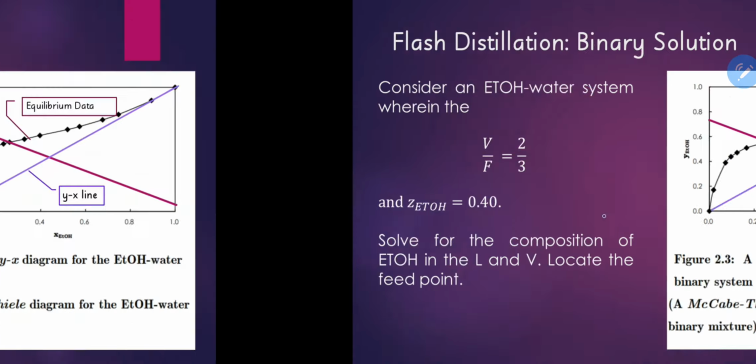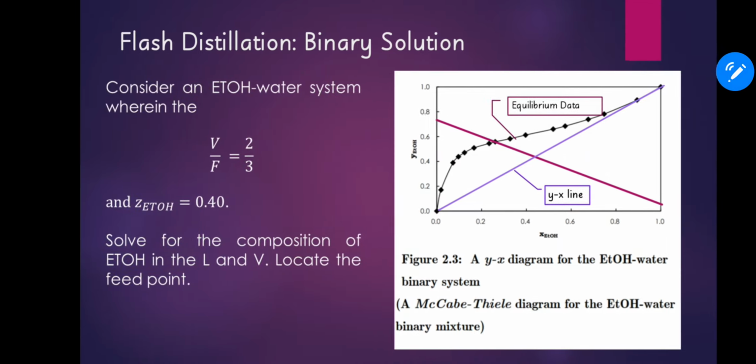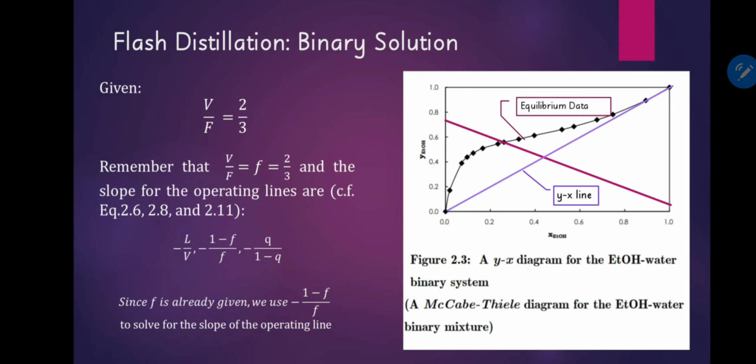Okay, so what do we need to remember? Given, we have V over F is equal to 2 over 3. But remember that V over F is equal to f, which is equal to 2 over 3. And the slope for the operating lines is in terms of f. We need to refer to equations 2.6, 2.8, and 2.11. Since f is already given, it is better if we use equation 2.8. To solve for the slope of equation 2.8, the formula is negative quantity 1 minus f over f. That is to solve for the slope of the operating line.